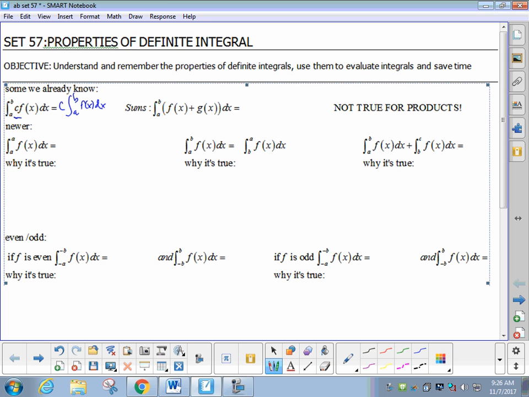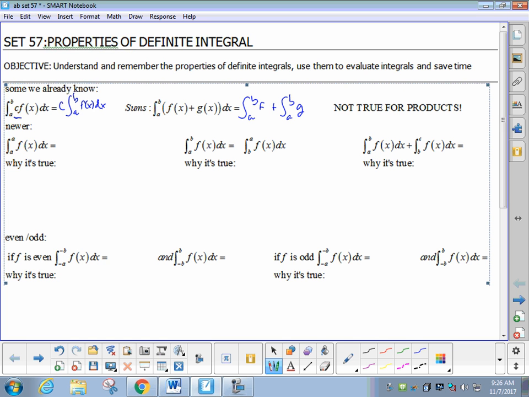What about if you have the sum of two functions? If you integrate a sum, you can separate them and integrate each addend. Okay, that is absolutely not true for products. If you have a product, you cannot split it into two integrals. Then you have to do some kind of u-substitution or integration by parts you'll later see. You cannot split a product.